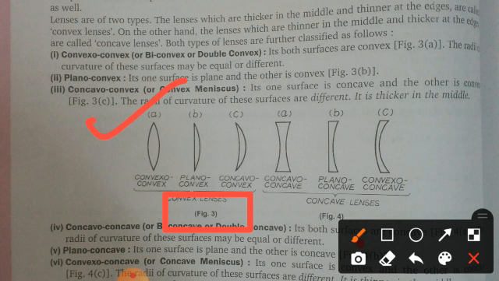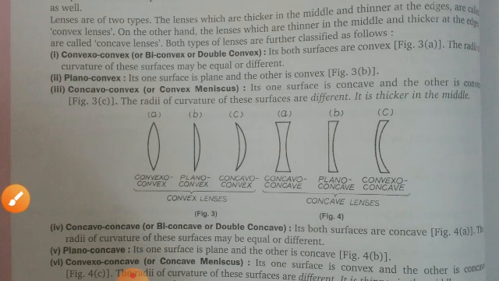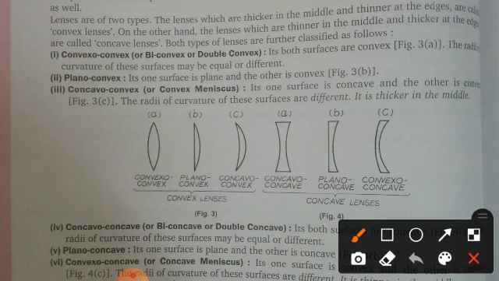The second one, you can see here in figure 3B, is called plano convex. What happens in this lens? Its one surface is plane and the other one is convex. Fine. Now come to the third one, the concavo convex, or you can also say convex meniscus. Its one surface is concave and the other is convex in nature. Clear? The radii of curvature of these surfaces are different. It is thicker in the middle.